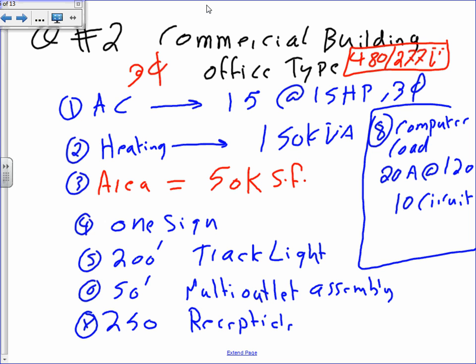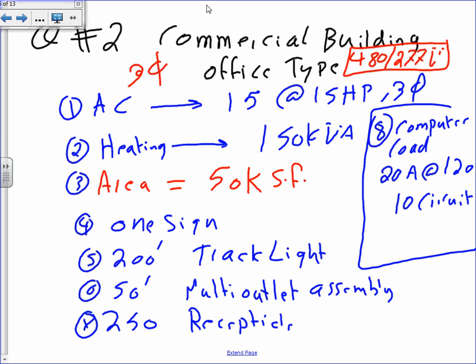Commercial building. I have a commercial building. It's an office type. The voltage system is 480. The reason for the 480, can you guys see the area? Look at the area that we have. 50 kVA. Do you remember that cutoff that I told you make more sense to use 480? Anybody remember the cutoff? That was 15 kVA or higher, or 15,000 square feet or higher. So the voltage system is 480.